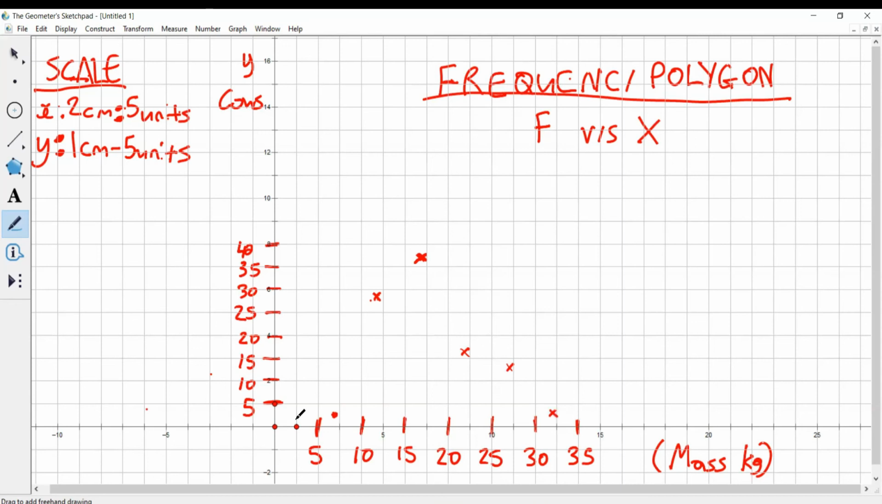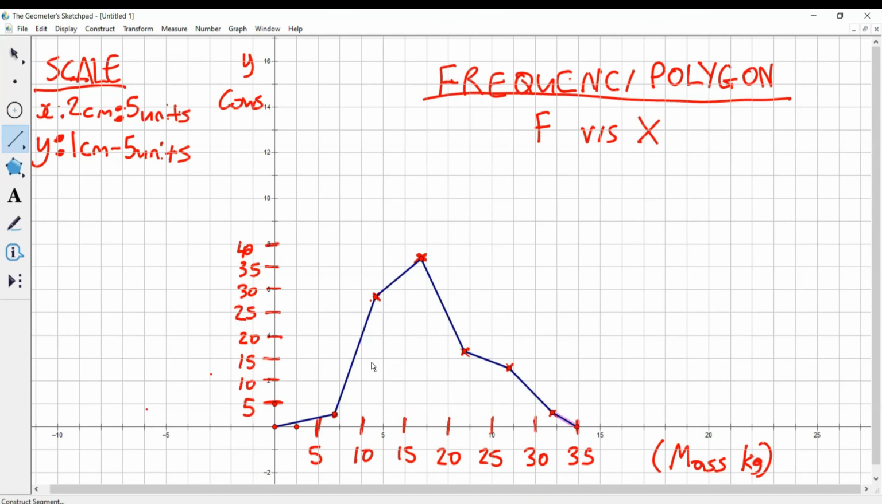Now we need to plot our frequency polygon. So all we're gonna do is draw straight lines from the origin to this point. Then we'll draw another straight line from here to here, another from here to here, and another, and another, and another straight line going down to the end.